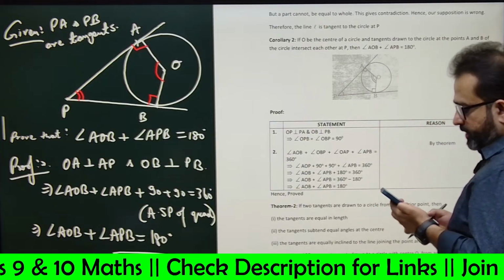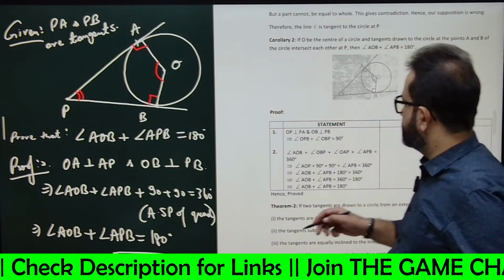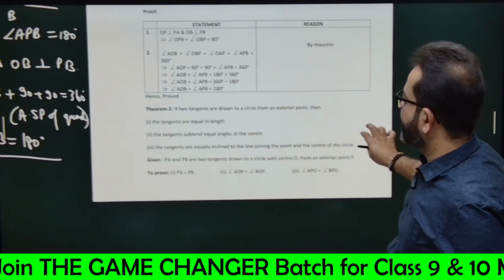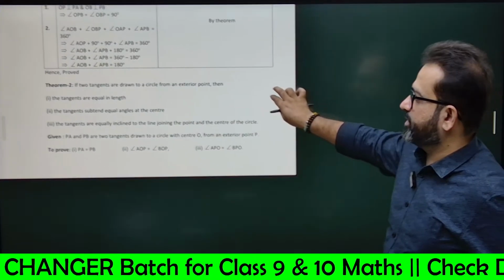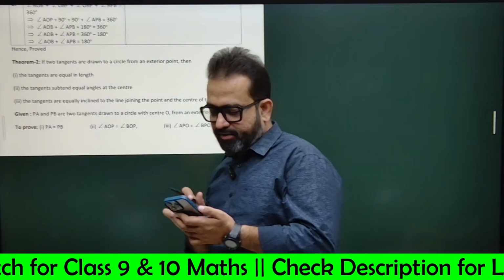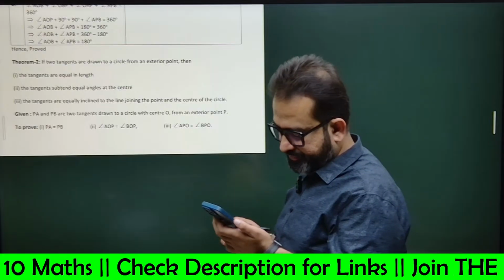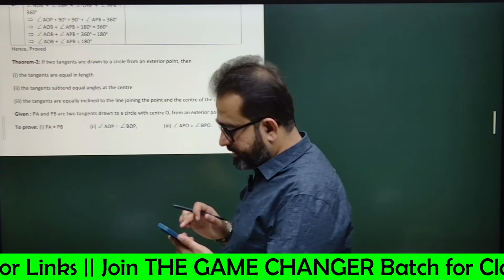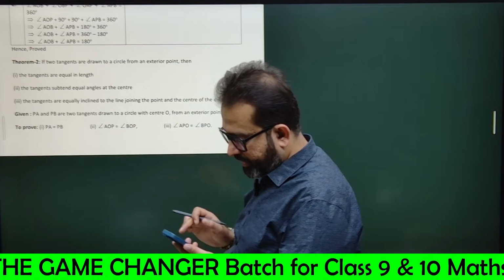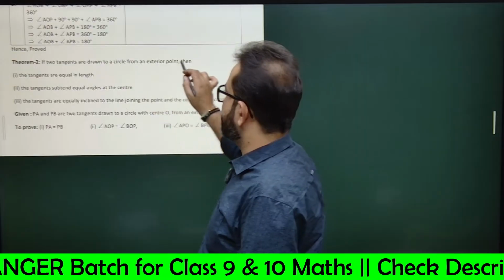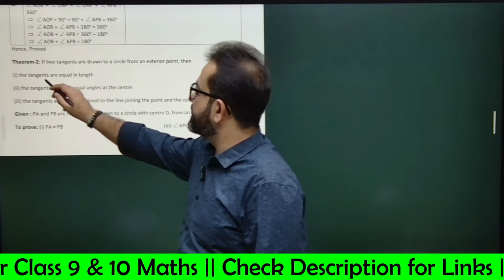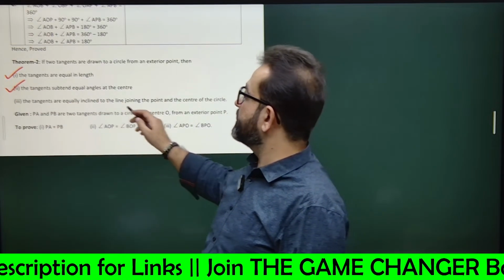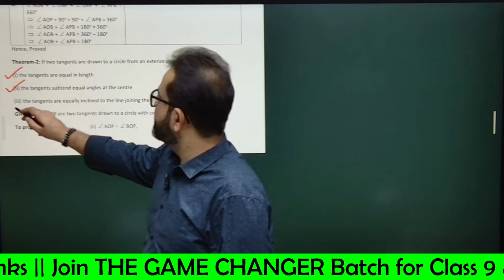Okay. Don't worry. Now see, corollary means results. Good question. You must write it down, every one of you. If two tangents are drawn to a circle from an exterior point, prove that the tangents are equal in length, the tangents subtend equal angles at the center, and the tangents are equally inclined to the line joining the point and the center of the circle.